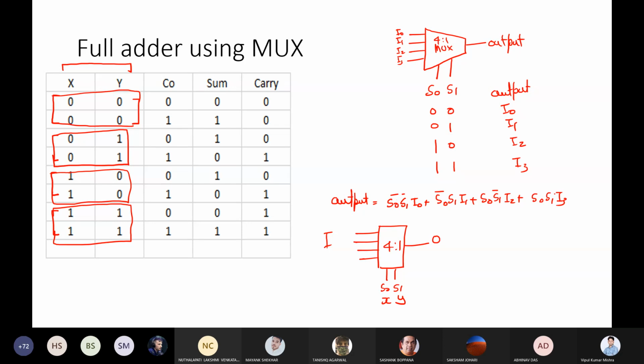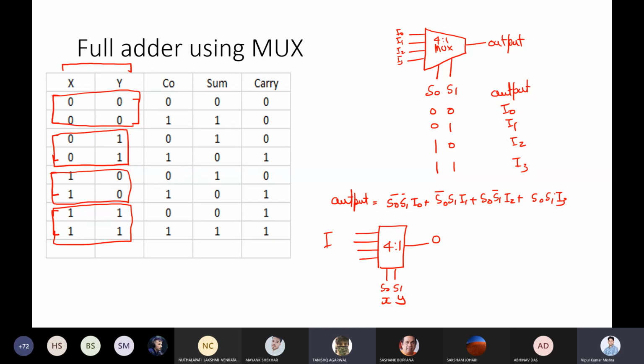Guys, so can we say XY has four pairs? One is the 0, 0 pair, another is the 0, 1 pair, another is the 1, 0 pair, and another is the 1, 1 pair. Can we say that? We have these four options in XY, right? Yes, sir.